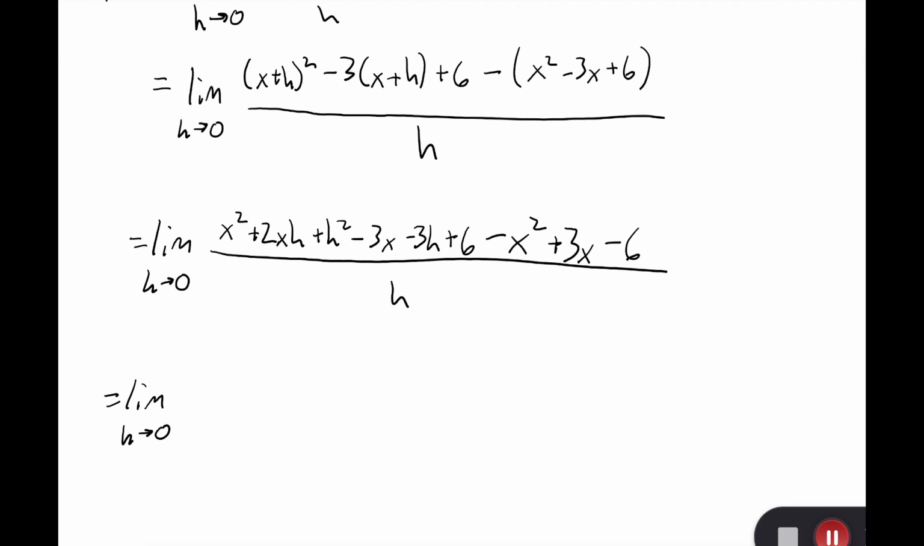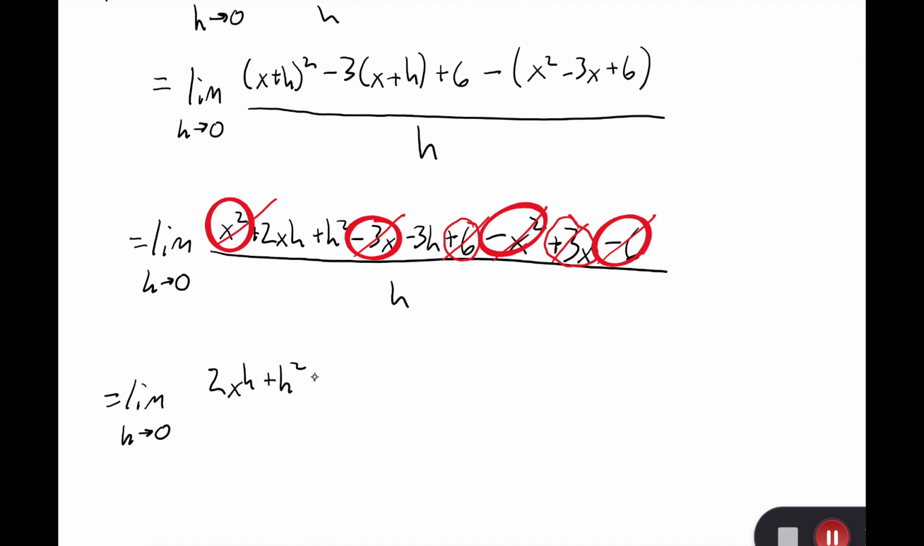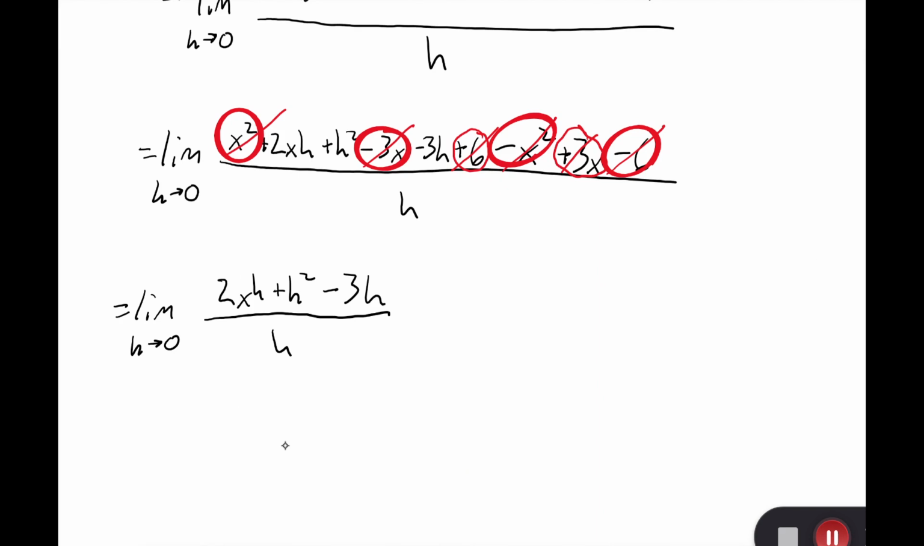Now I'm going to use red here, and I'm going to cancel things out that we can, right? So I have a minus 3x there, and I have a plus 3x there, so those are gone. I have a plus 6 and a minus 6, so those are gone. I have an x squared and a minus x squared, so those are gone. So what I'm left with is 2xh plus h squared minus 3h all over h.